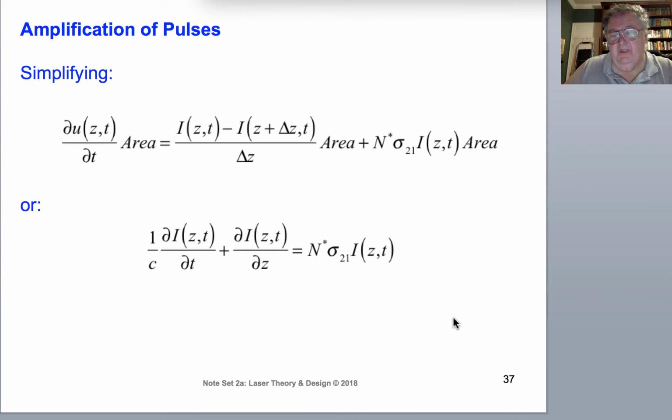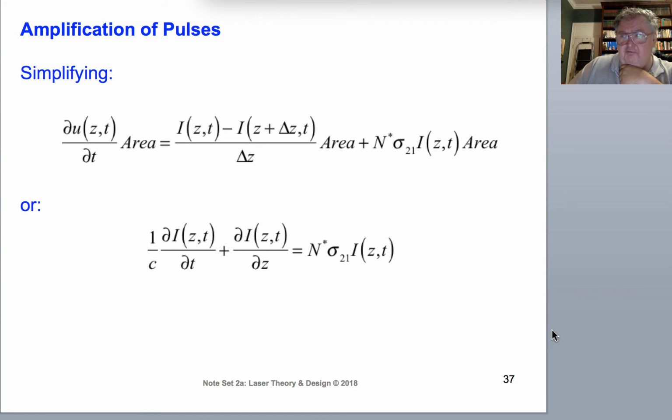Not so bad, right? The only thing about it, though, is that it's a partial differential equation both in time and in z. Those of you who have had EL 3008, this is very reminiscent, if you think about it as a transmission line equation, right?